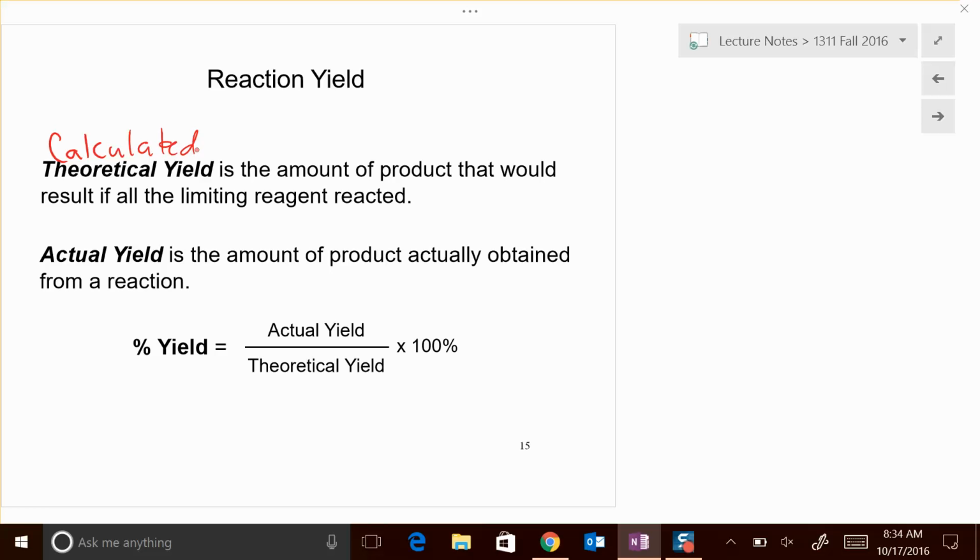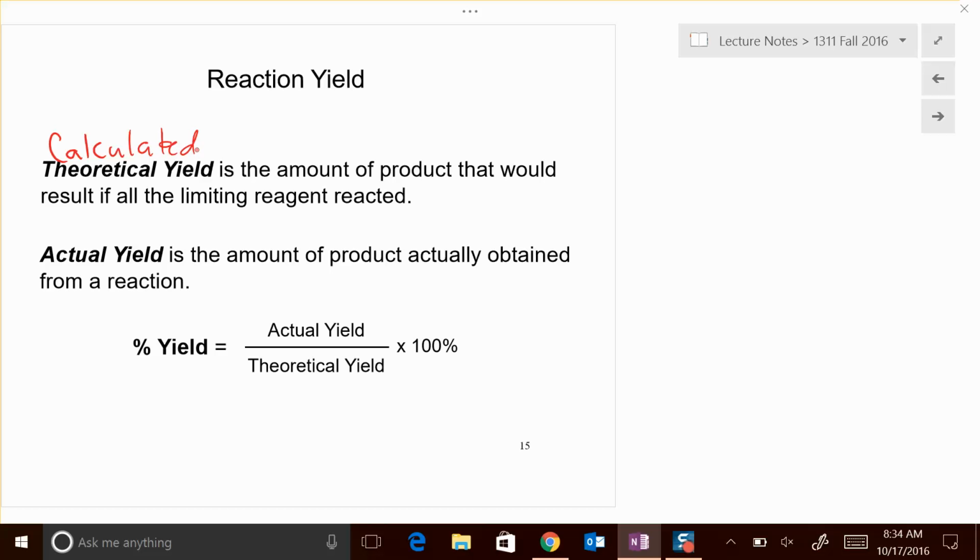Now, the reason we want to know these is because we find percent yields. The percent yield is the actual yield over the theoretical times 100. Actual over theoretical times 100 will tell me the percent yield, how well this reaction was done. How well did I run it? Okay?